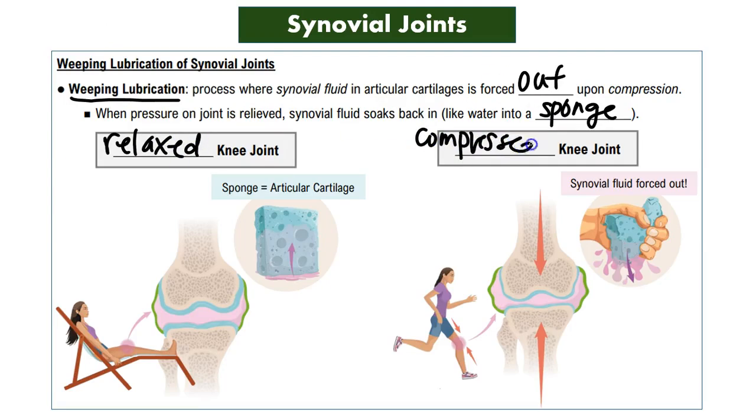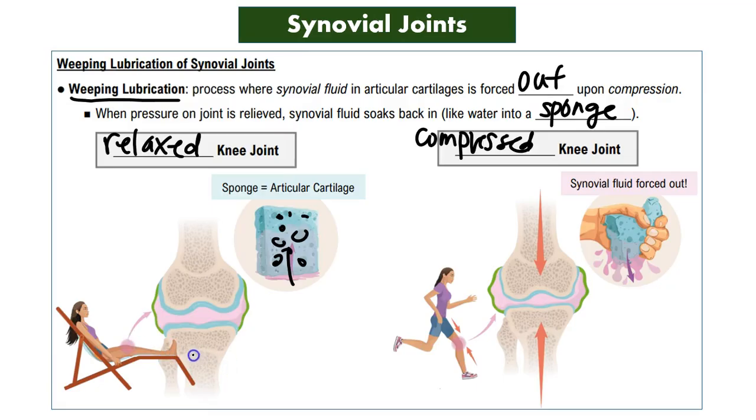Here's our example. So when you have a relaxed knee joint, as you can see, we have our synovial cavity here, we have our inner membrane, we have our articular cartilage. That's what we're focused on. And that means that some of the fluid, synovial fluid, can actually soak into the articular cartilage. That's what we're talking about, kind of like water soaking into a sponge. And as it soaks into that articular cartilage or hyaline cartilage, it's going to nourish all of the chondrocytes within that cartilage. That's what happens when you're just chilling out and relaxing.